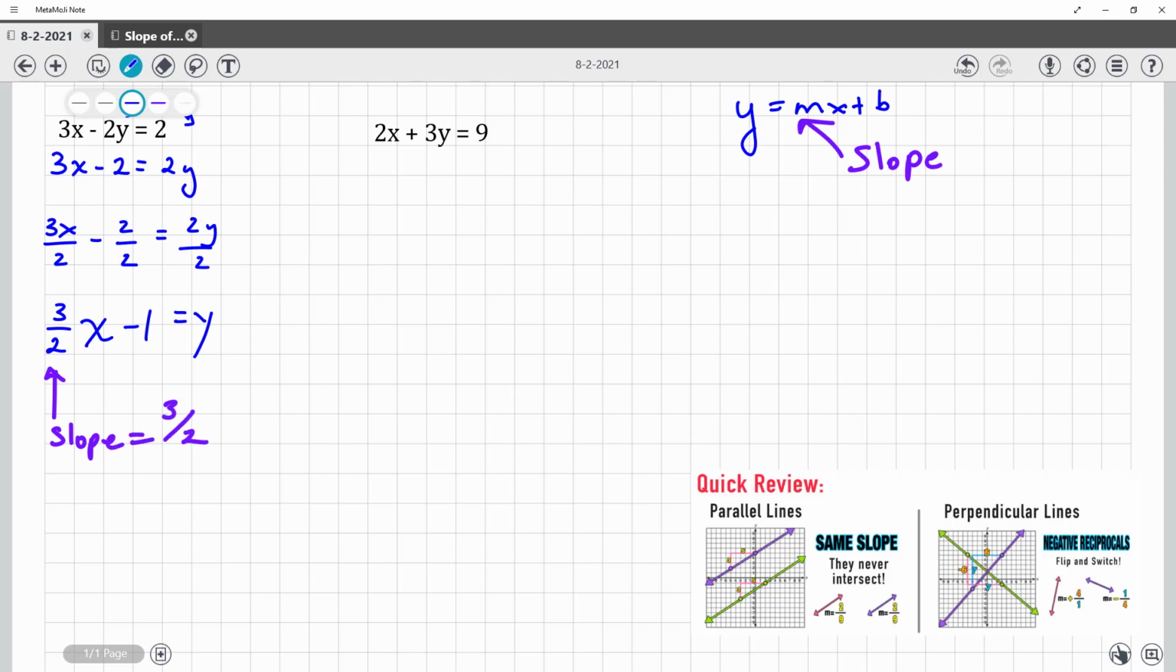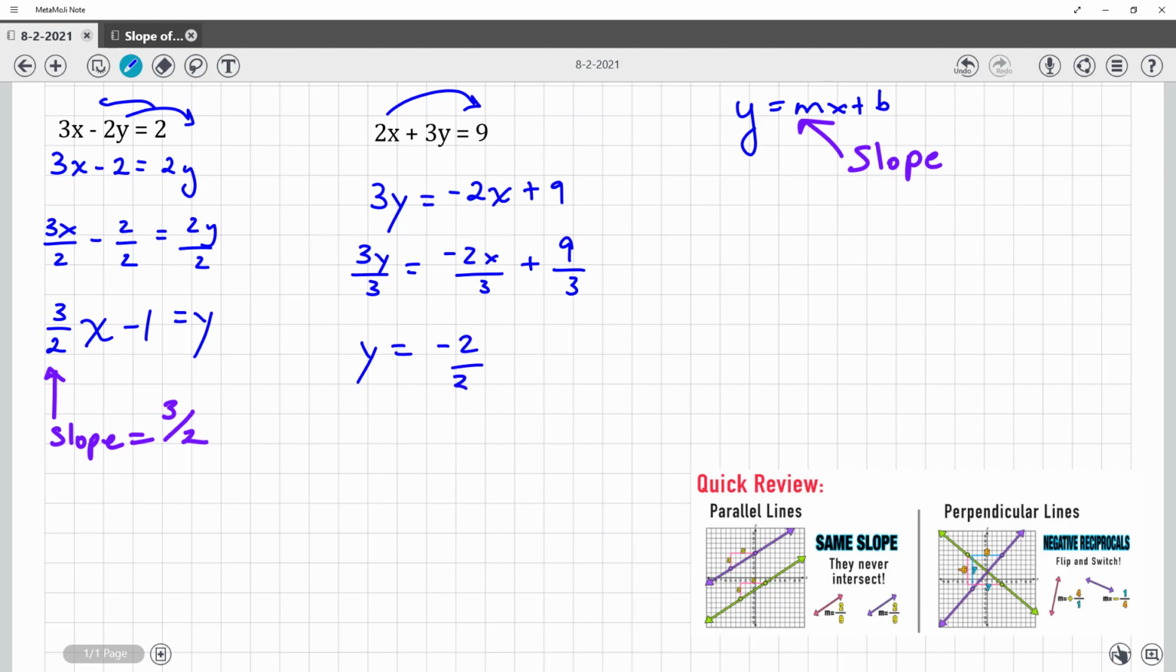So I want to compare it with this equation over here. So I'm going to do the same thing. I'm going to solve for y. This one now, since the y is positive, I'm going to move the 2x by subtracting it on both sides. And now I divide every single term by 3. And that gives me y equals a negative 2/3 x plus 3. And notice the slope is what we call the negative reciprocals.